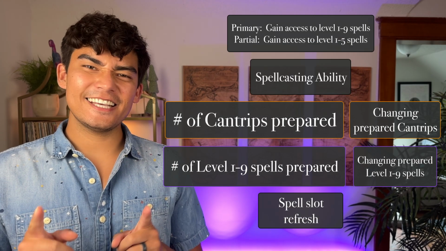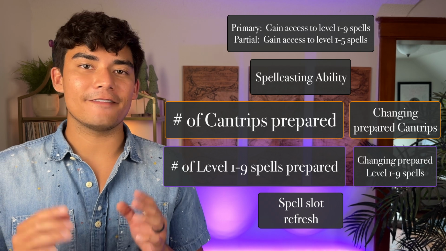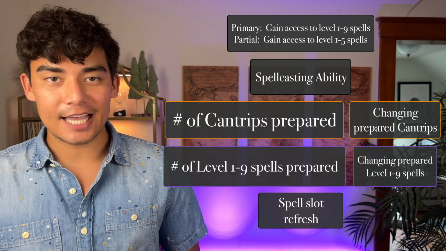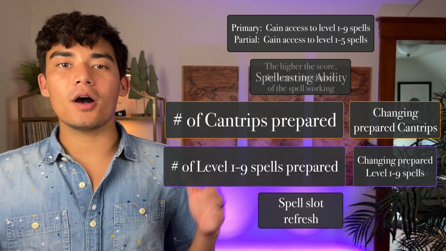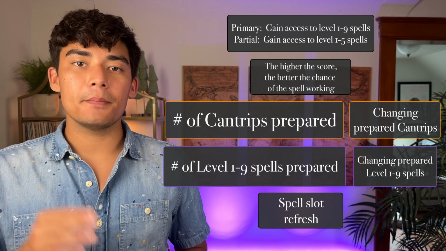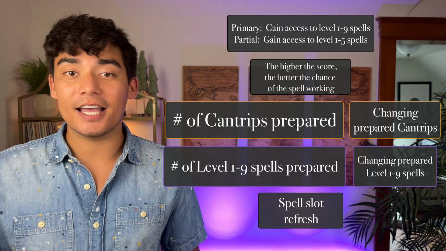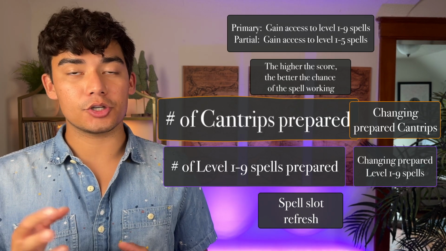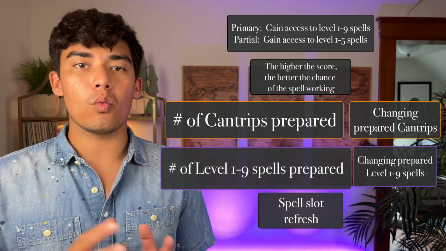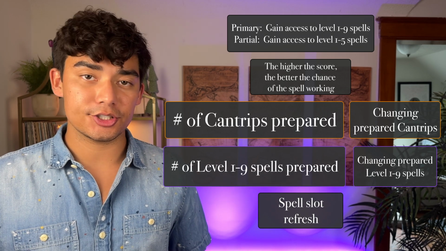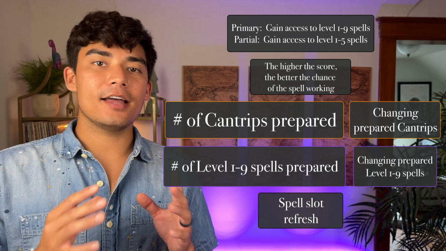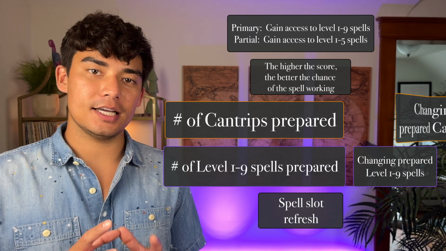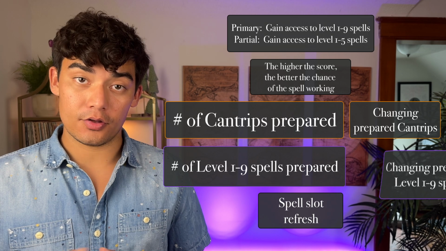Spellcasting ability. This is the ability score that affects your character's spell save DC and spell attack modifier. Basically, you want a high score in this ability because it will increase the chance of your spell working. Next, I will cover the number of cantrips and the number of level 1 through 9 spells that your character can prepare, and if and when your character can change that prepared list of cantrips and level 1 through 9 spells.